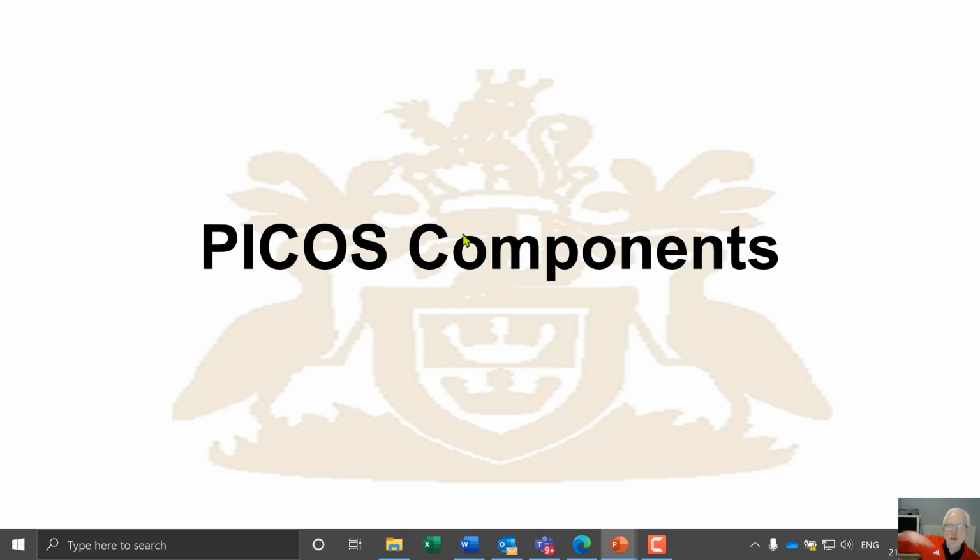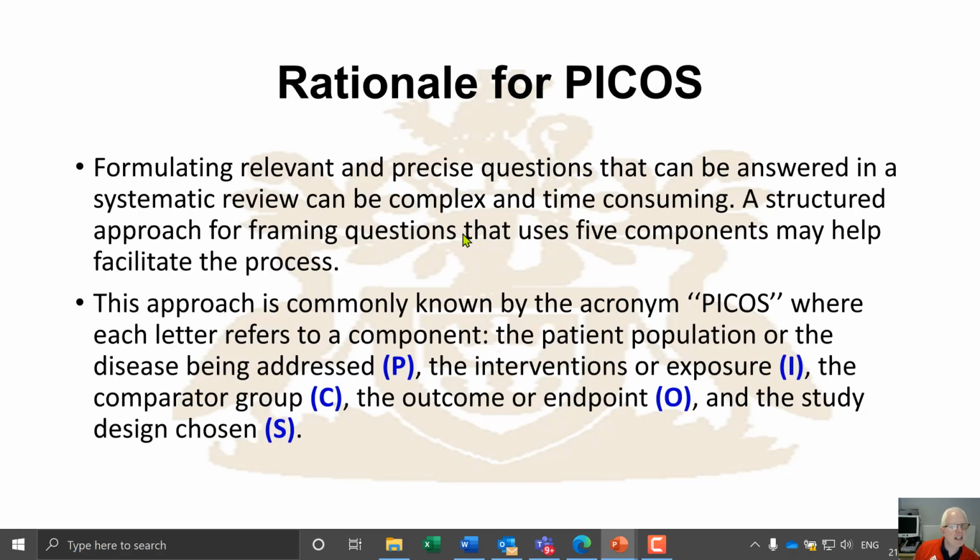if you've got a PICOs, you don't have an exclusion criteria. There is no inclusion or exclusion of papers. Paper is either included or it's out. We don't have an exclusion criteria. We only have this, which is PICOs. And PICOs has a really strong rationale because you're trying to formulate a really tight question.